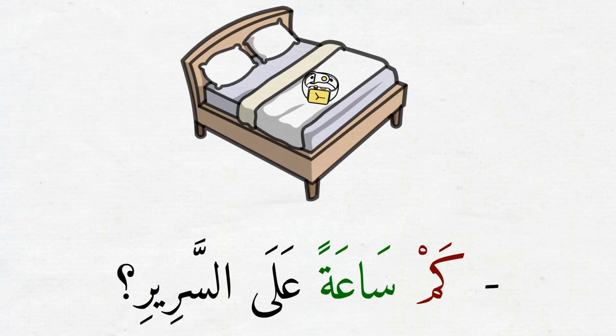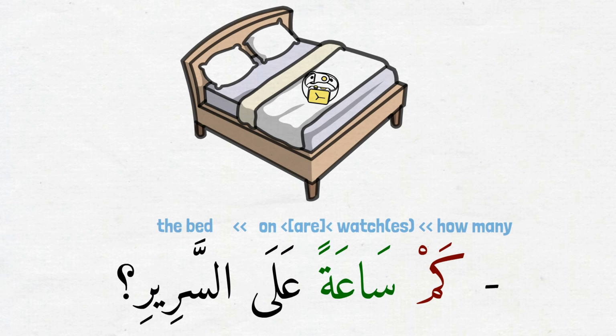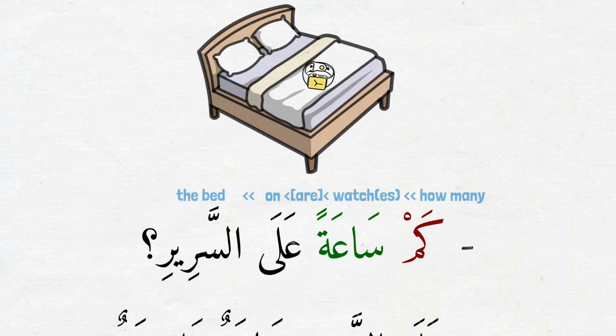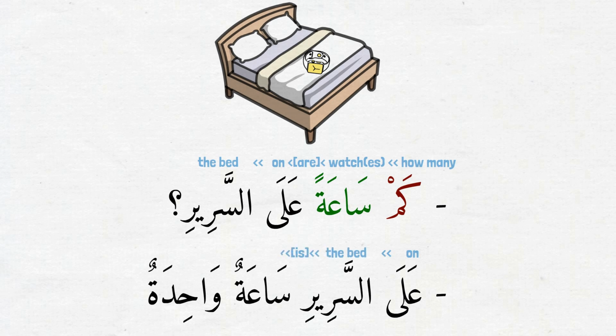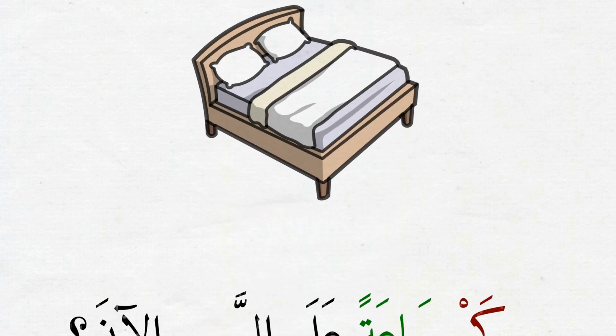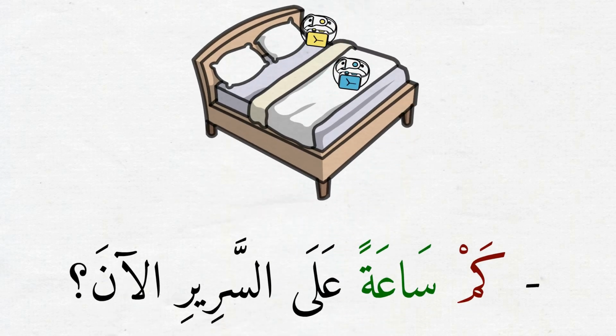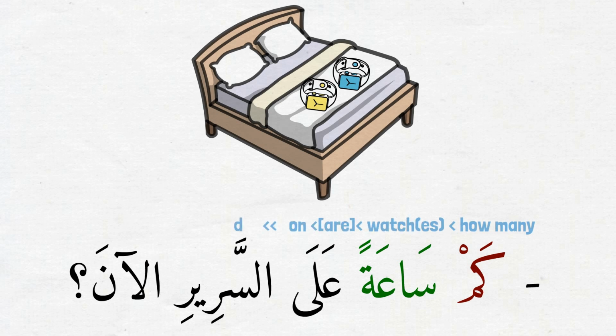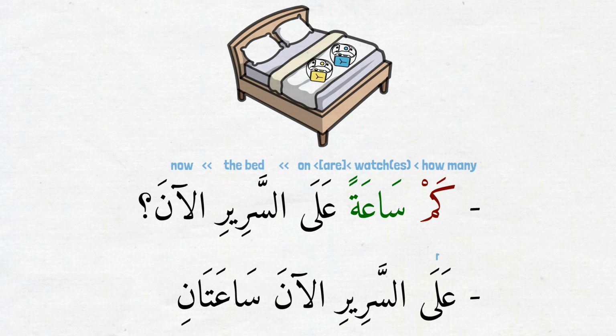Let's see one more example. كم ساعة على السرير? How many watches are on the bed? على السرير ساعة واحدة. A single watch is on the bed. كم ساعة على السرير الآن؟ على السرير الآن ساعتان. Very good.